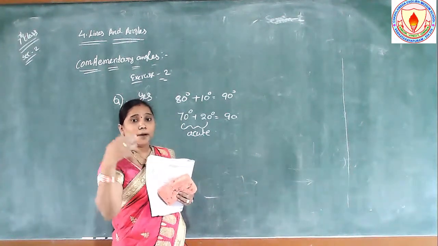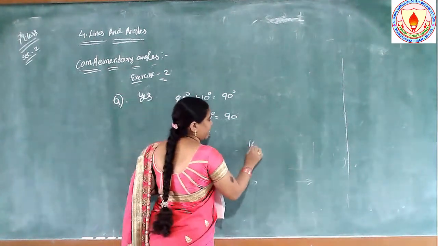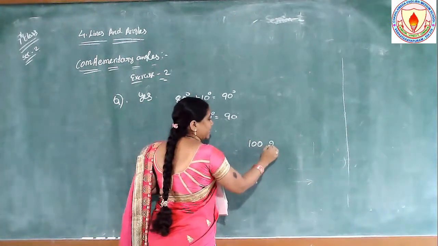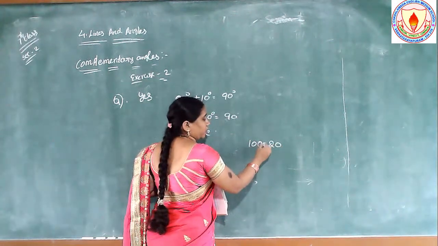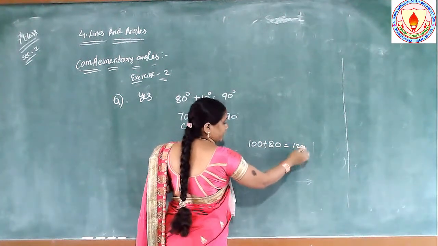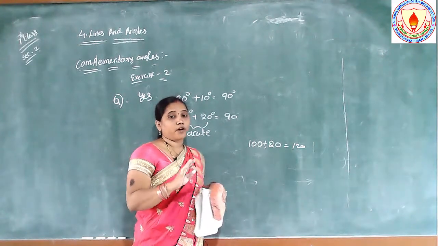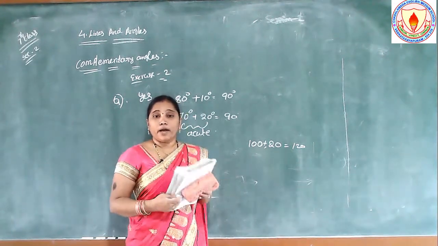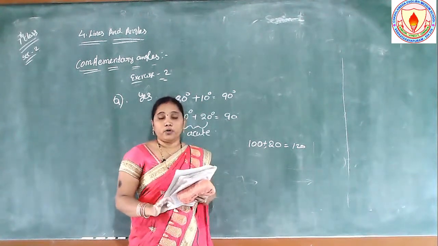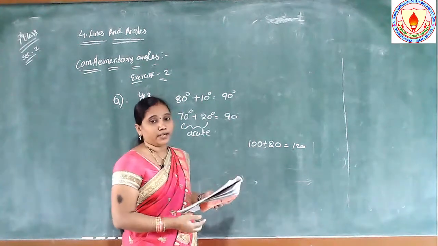Suppose if you take an obtuse angle, what happens? Suppose you take 100, which is an obtuse angle, and another angle is 20. What is the total here? 100 plus 20 is 120. Is it a complementary angle? So any obtuse angle does not form a complementary angle. When complementary angles are formed, the two angles are acute. Only in this situation is a complementary angle obtained.